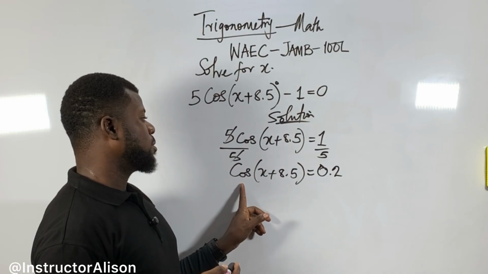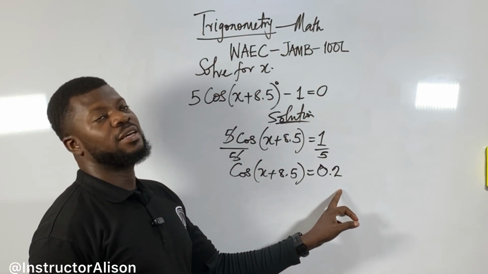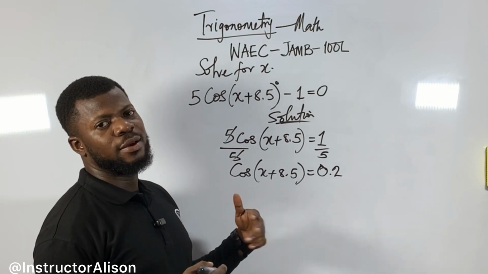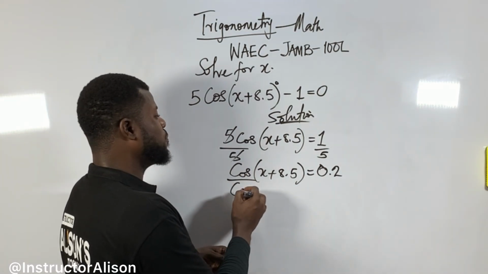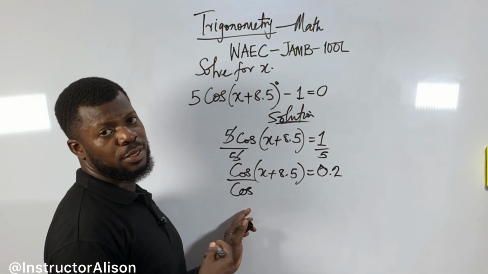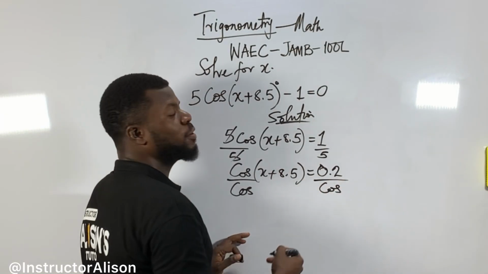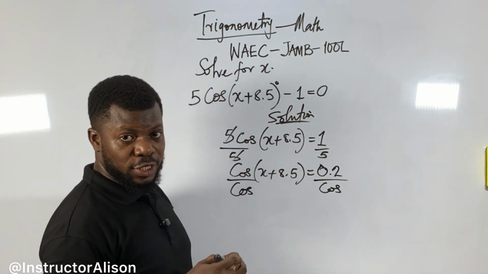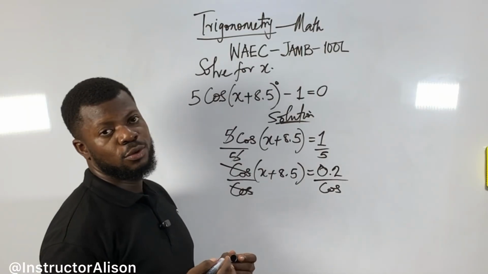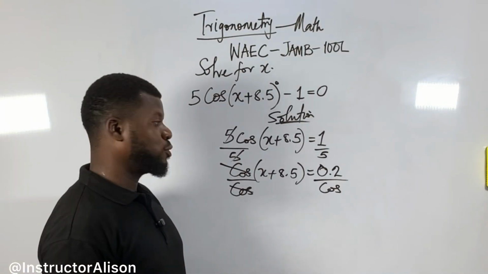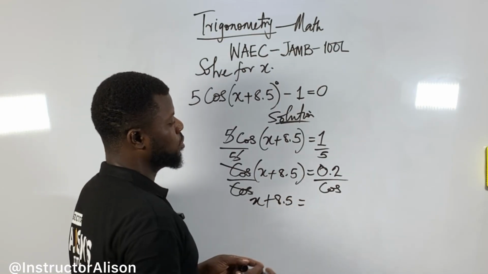Because of this cos, I will write x plus 8.5 equal to cos inverse of 0.2. But people don't know how that really comes about. It is simple. You just divide both sides by cos, even though in maths we do all this kind of children department thing. You barely see it in books anywhere, but I just tell you the secret of what really happened there. So this one and this one cancel out, which means x plus 8.5 will remain equal to this one.